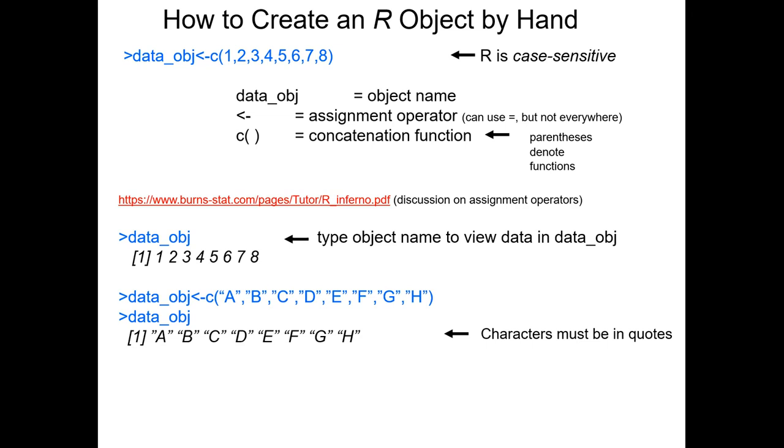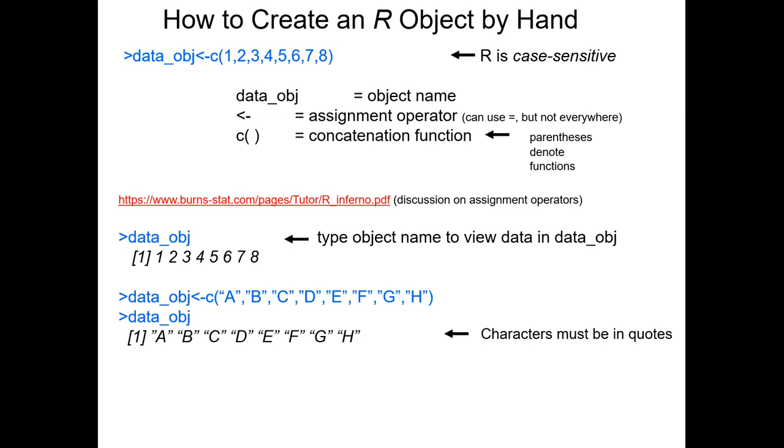The next thing you'll see is this function c. It's c with parentheses, so it's a function. This c stands for concatenation. It's the concatenation function. So if you place values in here separated by commas, this string of numbers will be assigned to that data object.